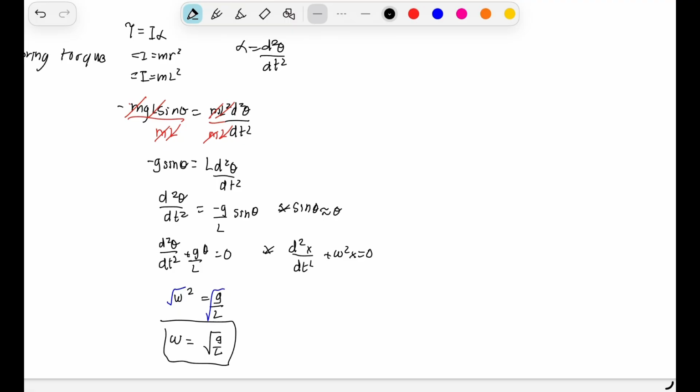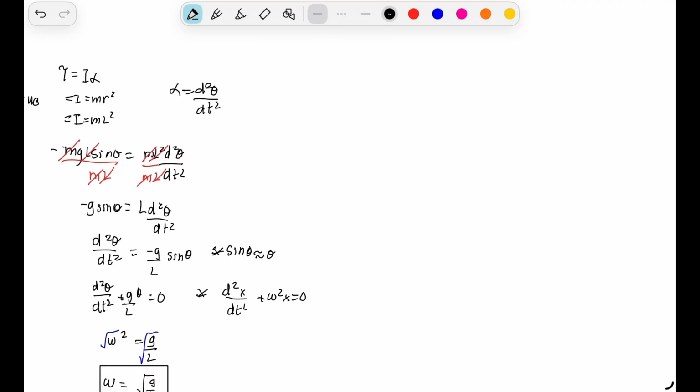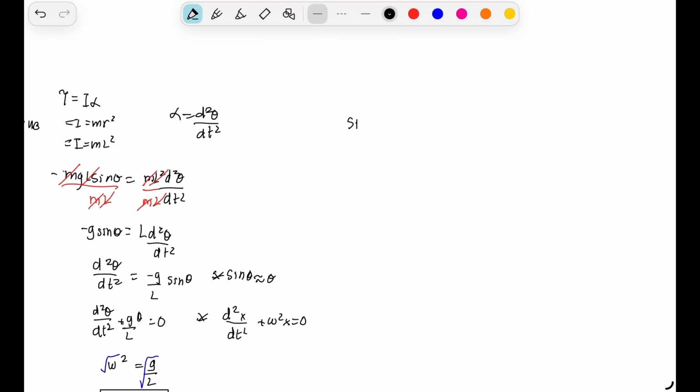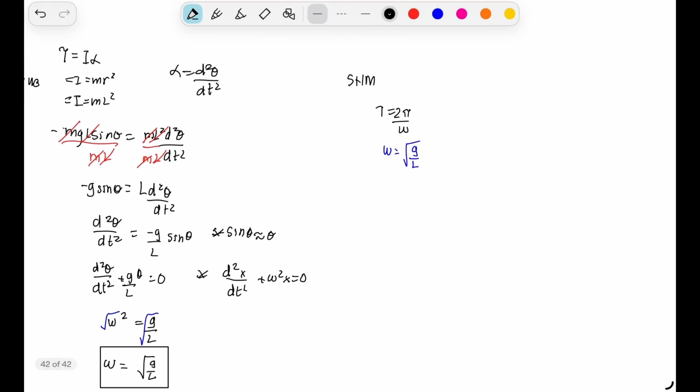So now after this, you need to convert the angular frequency to period. So for simple harmonic motion, you have that T is equal to 2 pi over omega. So if you substitute in omega is equal to the root of g over L like we just found, then you have T is equal to 2 pi over the root of g over L.